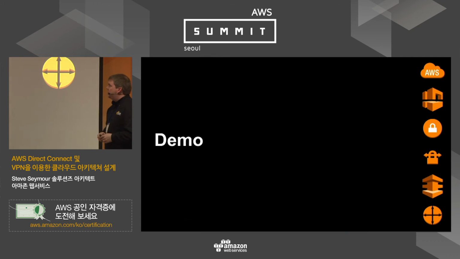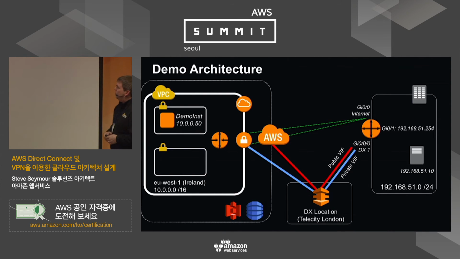Now we have a few minutes left, so what I thought I would show you is a setup that we have in the lab for Direct Connect. On the left, we have a VPC, and we have an instance running inside that VPC. On the right-hand side, we have a data center with a router. And at the moment, I have a VPN connection configured between the two of those.